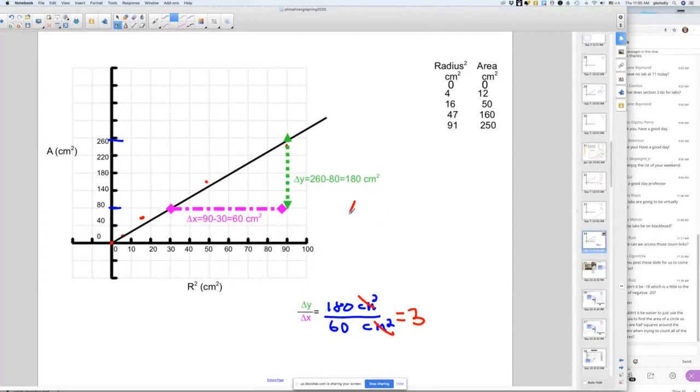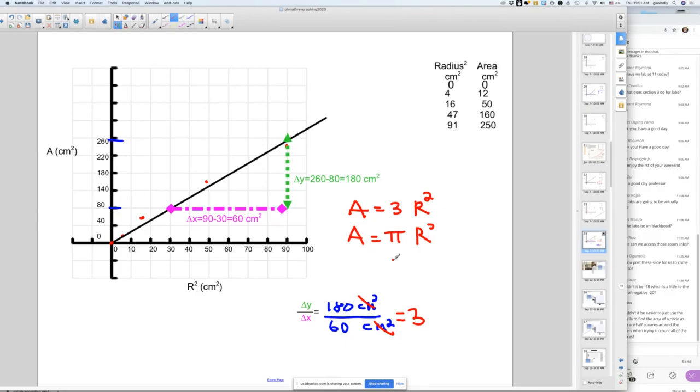So we can say this: area of any circle equals 3 times the radius squared. Now go back to 7th grade. What's the formula you learned there? The area of a circle is equal to pi r squared. So this number that we got here for slope should have been 3.14. We're a little bit off, but we're pretty good. Let me tell you, this is pretty good.